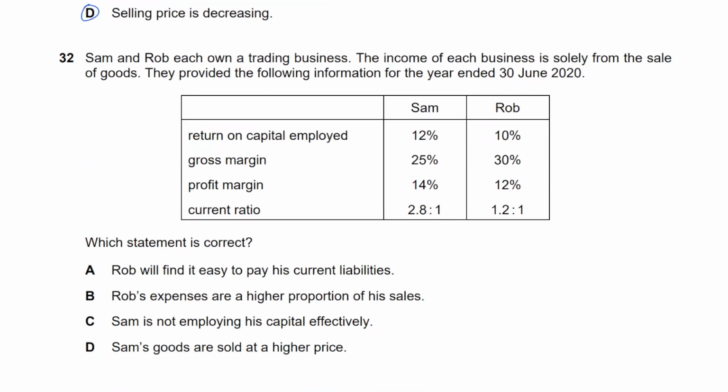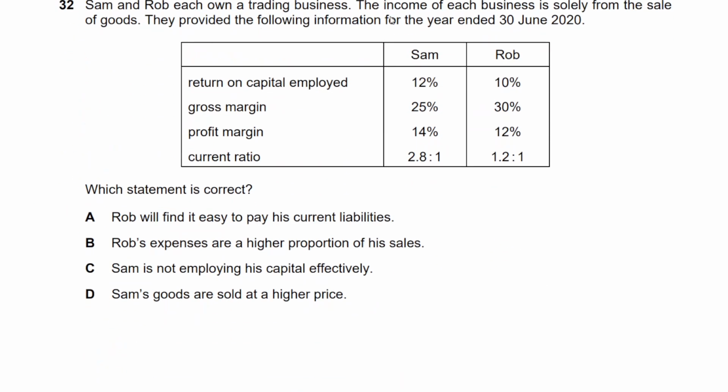Number 32, Sam and Rob each own a trading business. The income of each business is solely from the sale of goods. They're trading businesses purely. They provide the following information for the year ended 30th June 2020: return on capital employed, gross margin, profit margin. So it seems like Rob has a better gross margin, but Sam has a better profit margin. Sam managed his expenses better.